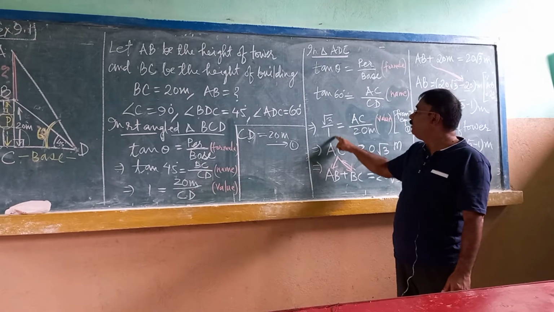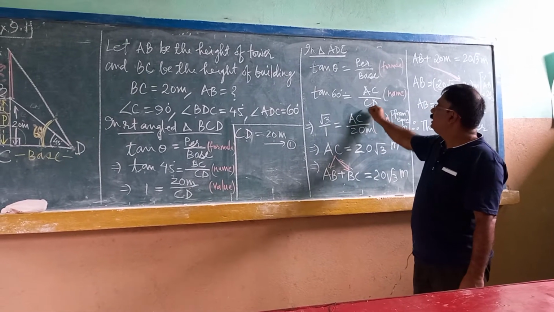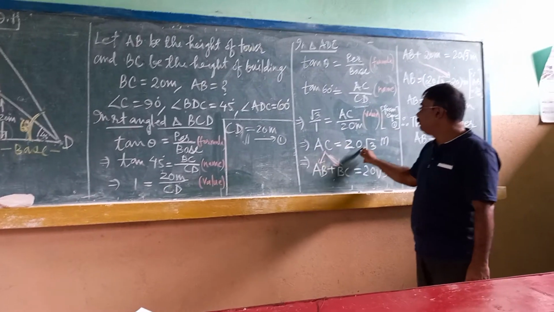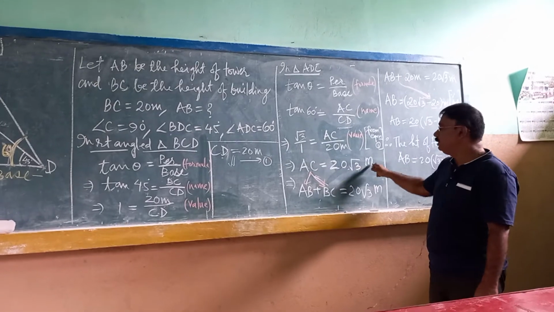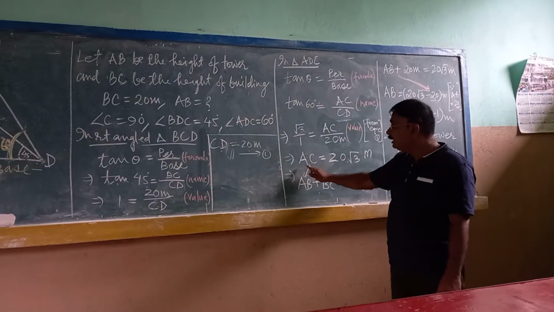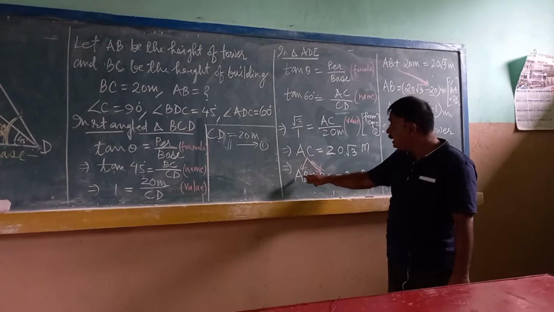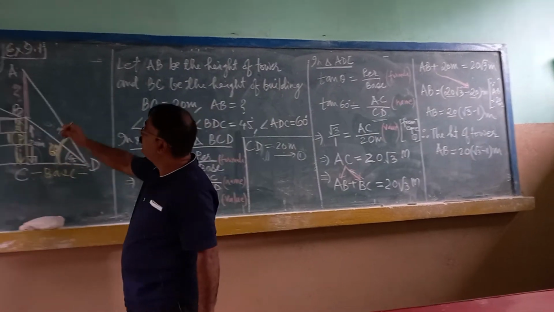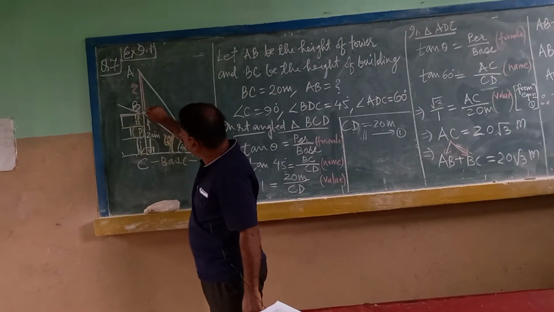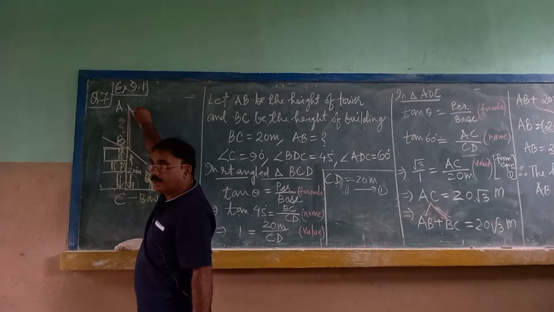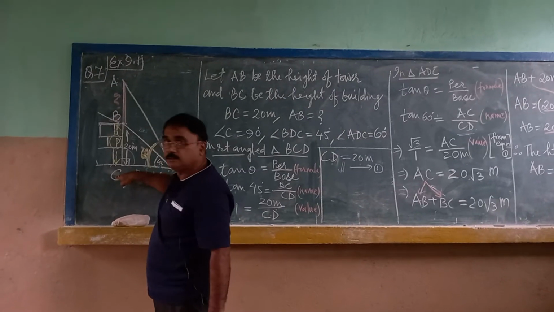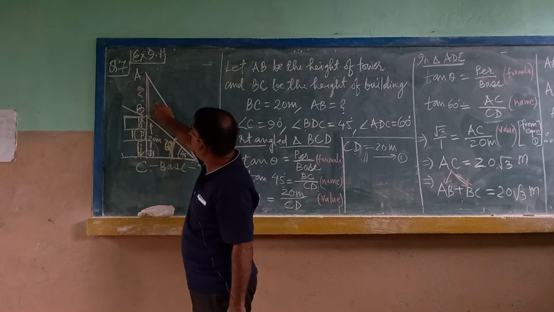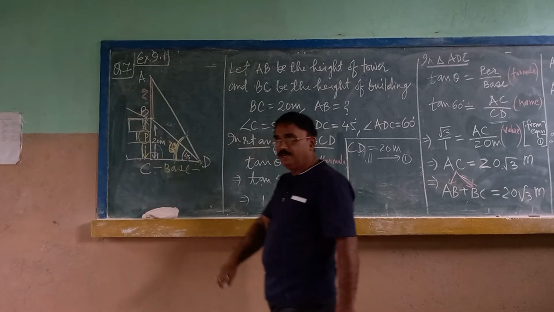So we write root 3 over 1 equals AC by 20. CD is 20 meters, so AC is equal to 20 root 3 meters, right? Now we come to AC. You may ask, sir, how did you write AB plus BC? Look here, AC is from the ground to the top of the tower, so AC is the total, that is BC plus AB. Is that right?